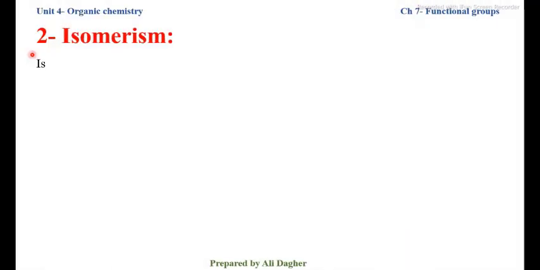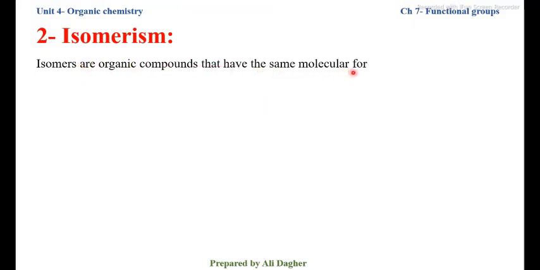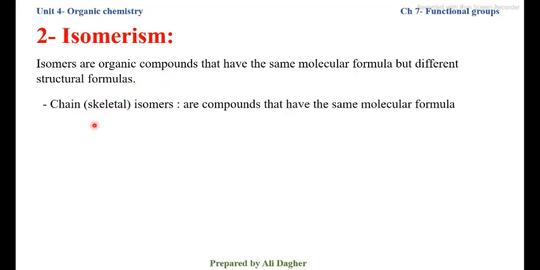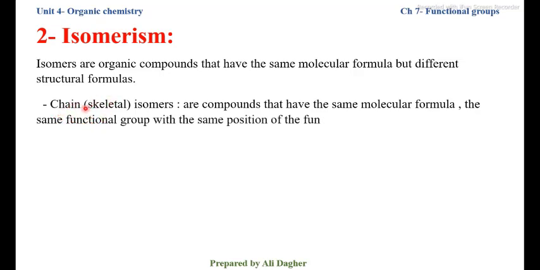Two, isomerism. Isomers are organic compounds that have the same molecular formula but different structural formula. We have many types, but we'll study in this chapter three types of isomers. First type, chain or skeletal isomers, are compounds that have the same molecular formula, same functional group, and same position of the functional group, but different main carbon chain.